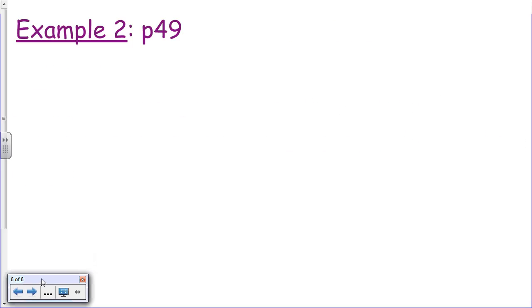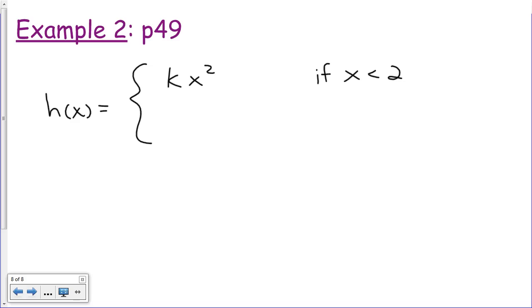And this is going to be a question about making a function continuous, or determining key values in order to make it continuous. So example 2 says, let h of x be the following piecewise function. Let's go ahead and write this function down. H of x is defined as the piecewise function: kx squared if x is less than 2, and the absolute value of x minus 3 plus 4 if x is greater than or equal to 2. So we have ourselves a piecewise function there.